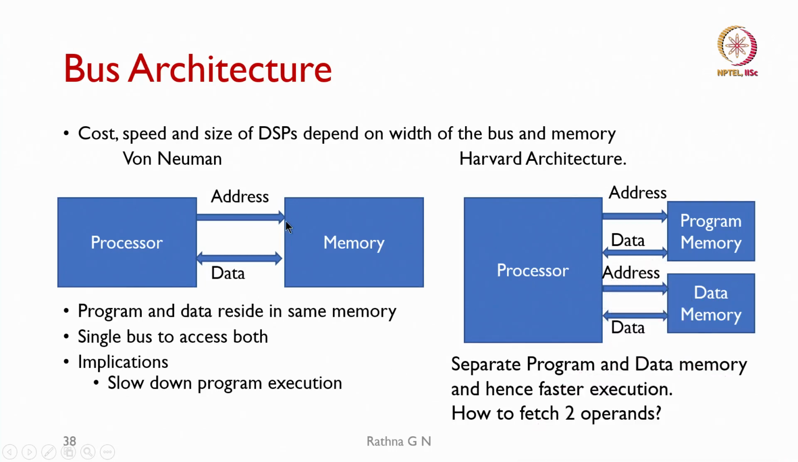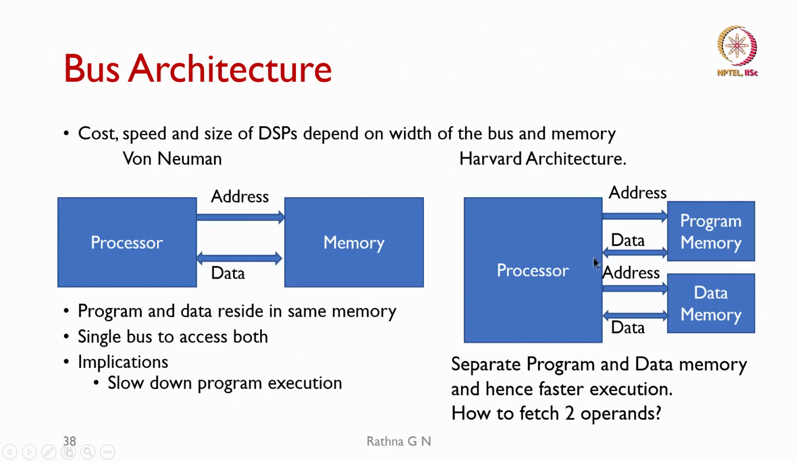So, coming to the bus architecture, it depends on the cost, speed and size of the DSP processor, basically the width of the bus and memory. So, we have two architectures. A lot of normal CPUs use the von Neumann architecture, whereas DSP processors use the Harvard architecture. In the von Neumann case, program and data reside in the same memory, and a single bus is used to access both address as well as data, which is going to slow down the program execution.